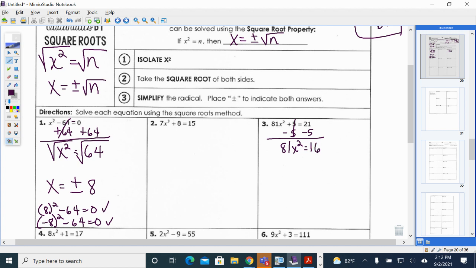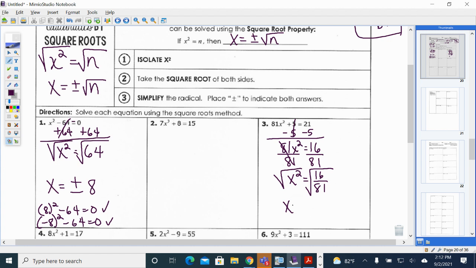Then we're going to divide both sides by the 81. Remember, you're supposed to get the x squared by itself. Now, 16 divided by 81 does not simplify. And you've got this ugly looking fraction, fear not. Take the square root of both sides.